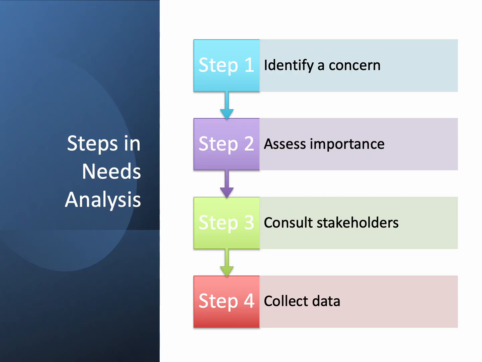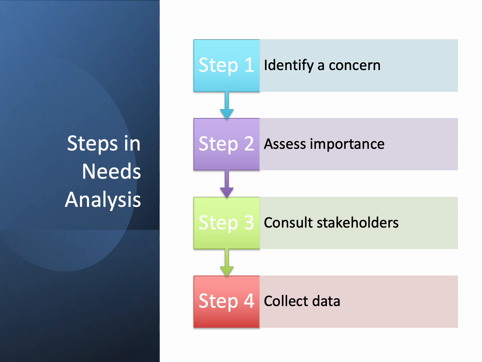First, identify a concern, such as declining productivity or safety incidents. Second, assess its importance to determine if it aligns with organizational priorities. Third, consult stakeholders, including employees and managers, to gain insights. Finally, collect data through methods like surveys or observations to confirm the issue.